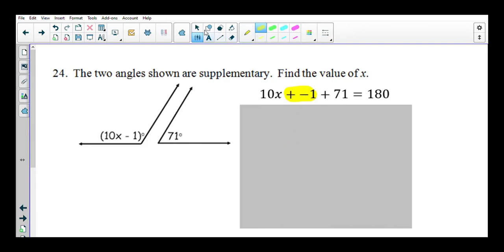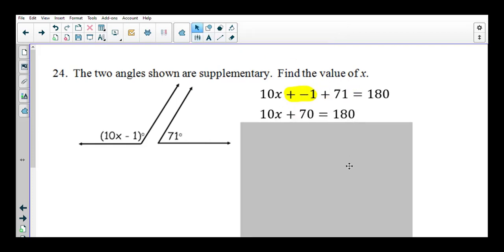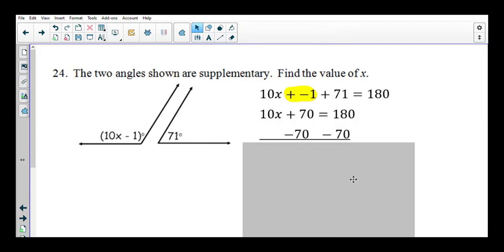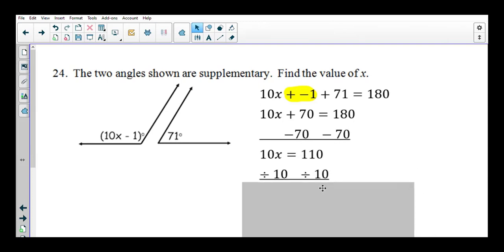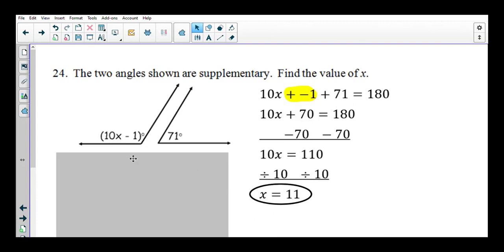Now, let's combine our like terms. Our like terms are the negative 1 and the 71. Negative 1 plus 71 is 70. So we get 10x plus 70 equals 180. Subtract 70 from both sides to get 10x equals 110. Divide both sides by 10. You will get that x equals 11. It doesn't tell you to do anything else, so we'll just stop there. X is 11.